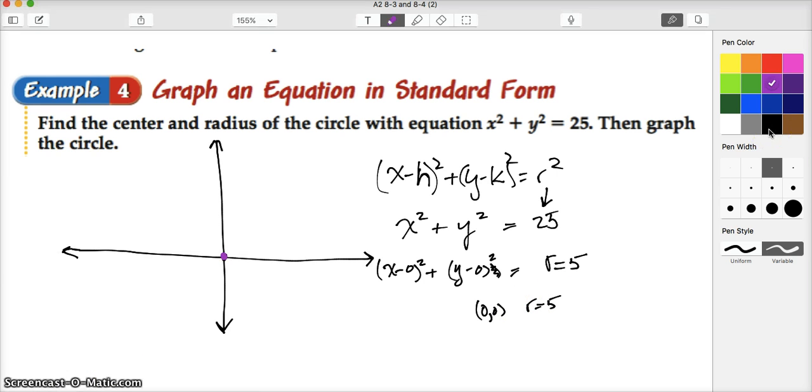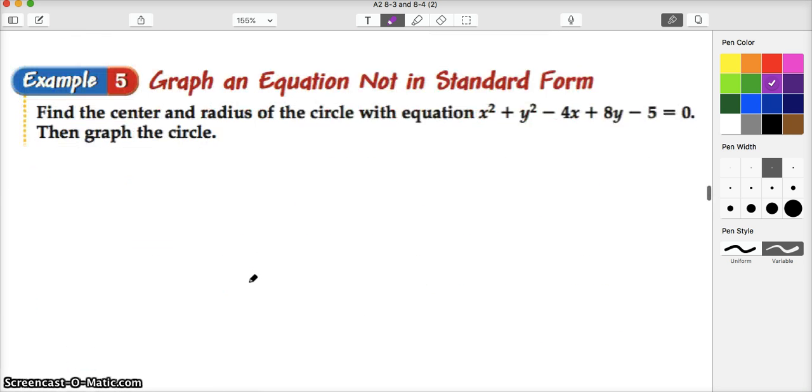Let's graph. Start with the center of your circle right there, and then march out 5 spaces on each axis. 1, 2, 3, 4, 5. And then we're going to do it in the other directions. After we do that in all 4 directions, now we're going to try to just make what amounts to a pretty decent circle around there. I'm sure you can do better, but that's it. That's all that we need to do.